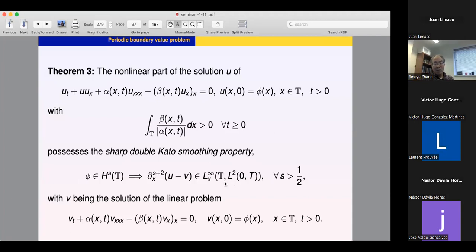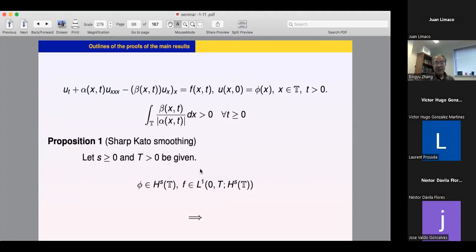Of course, all three of these Kato smoothing properties, you don't have for the KdV equation, and you don't have for the Burgers equation. But due to the presence of both dispersion and dissipation, we have those three Kato smoothing properties. Of course, that is the joint effect of dispersion and dissipation.